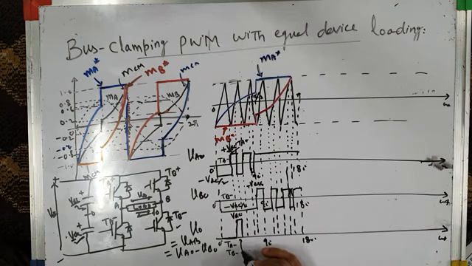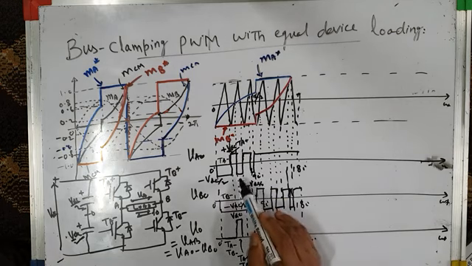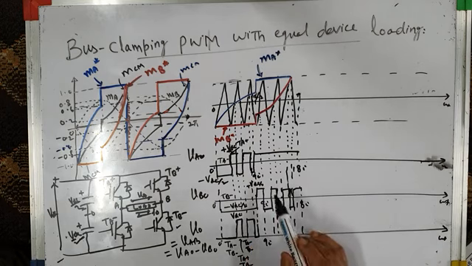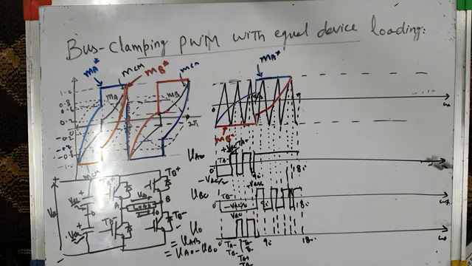And what is the pair of switches which is conducting during this period? TA plus and TB minus. And then from this instant to this instant, it is again minus VDC by 2, minus VDC by 2, again 0. And again TA minus, TB minus switches are on. And then again plus VDC, then again 0. So this is what happens in the positive half cycle.